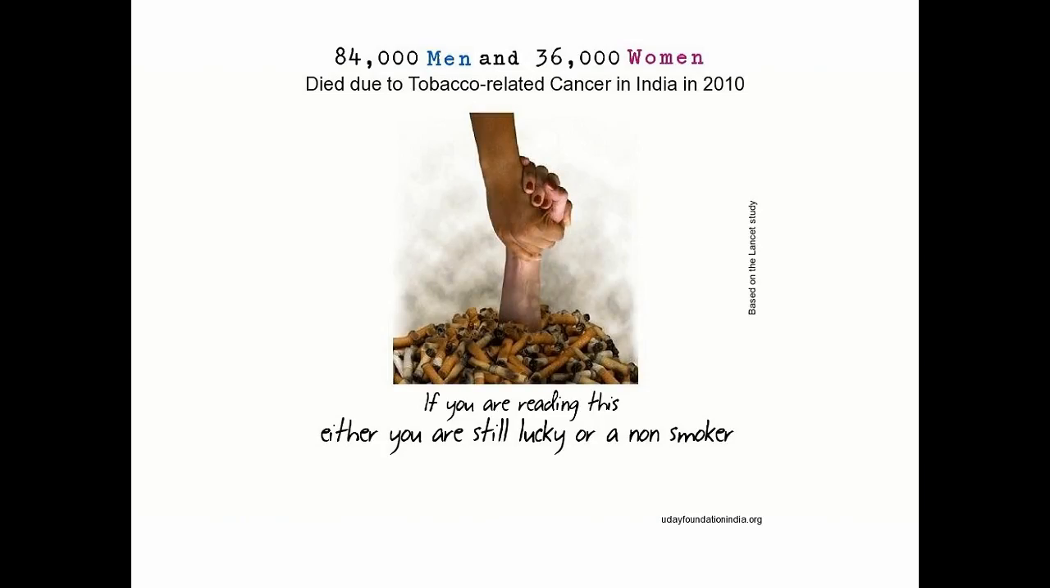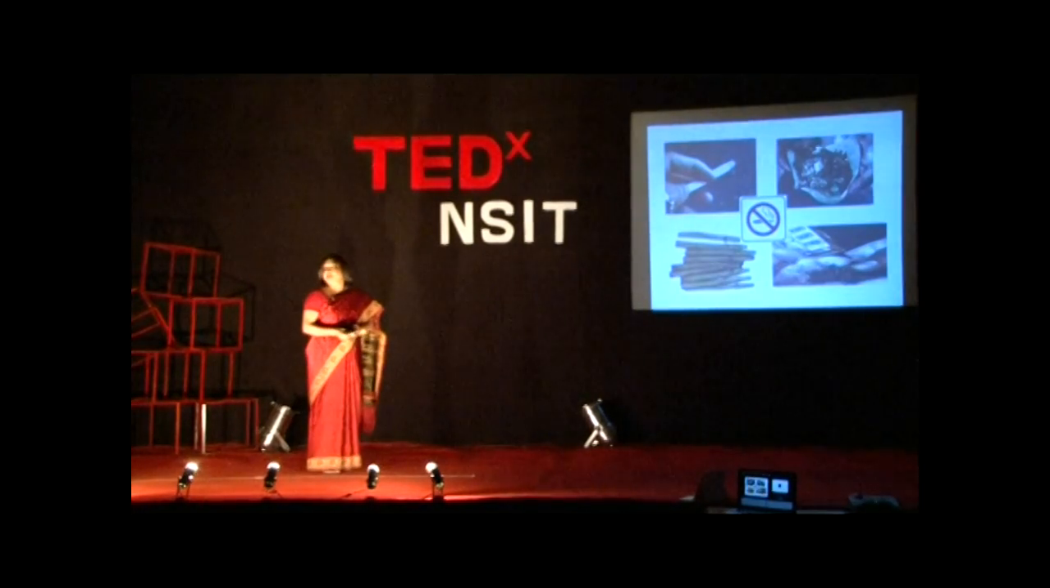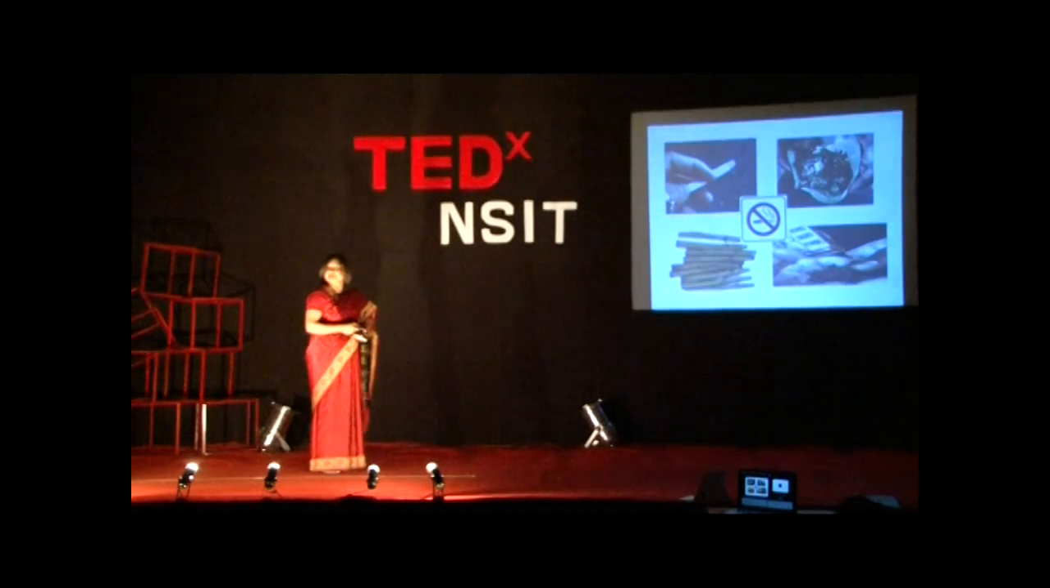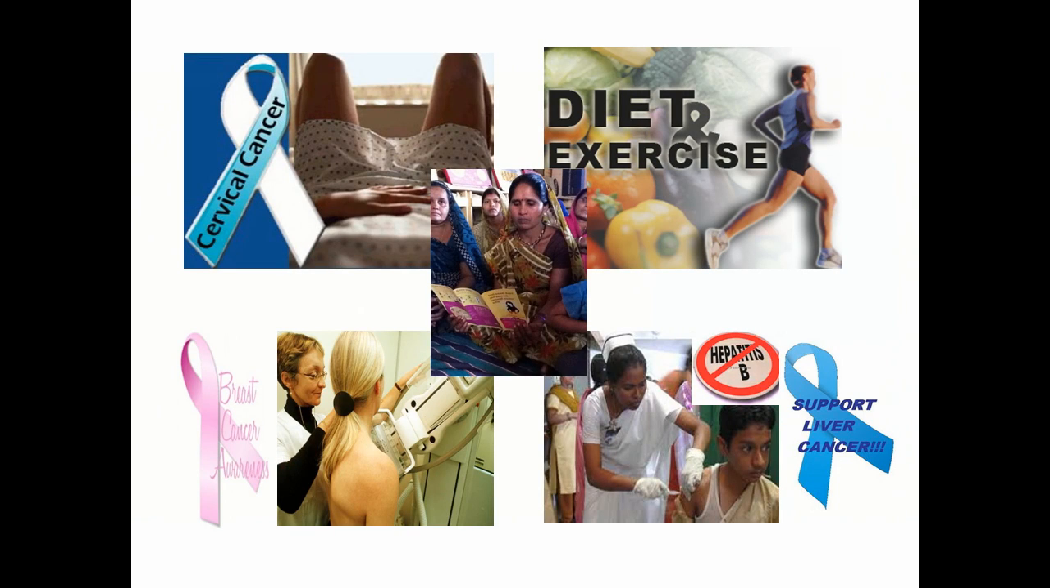So this is a slide shown by Uday Foundation that in the year 2010 alone, 84,000 men and 36,000 women died due to tobacco-related cancer, which could be either lung cancer or oral cancer or both. So what we could do as a responsible citizen is spread awareness, and encourage people not to smoke cigarettes or biris, or not to consume gutka or tobacco in betel leaf. This is something that we could propagate and educate the people.